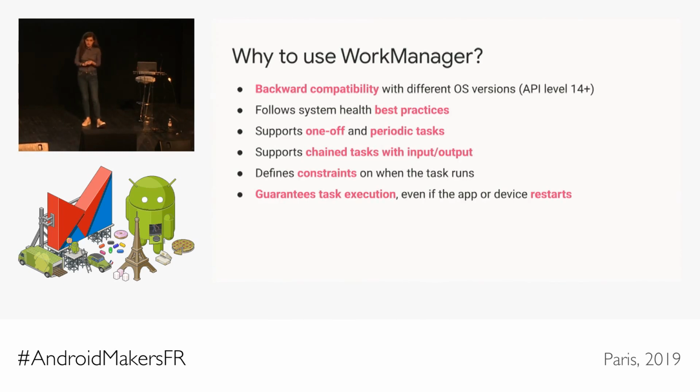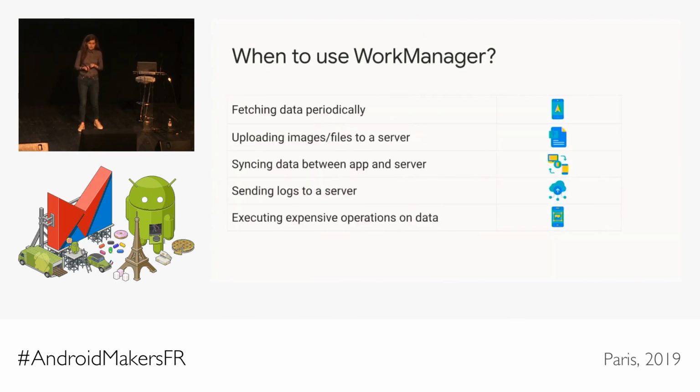Why use WorkManager? There are a lot of advantages. We have backward compatibility. It works for API level 14+, and it is not necessary to have Google Play services. Also, it follows the best practices and supports one-off and periodic tasks. We are also able to chain tasks, and we are able to define some constraints on which this task should be done. And finally, we are able to make sure that our task will be executed no matter what.